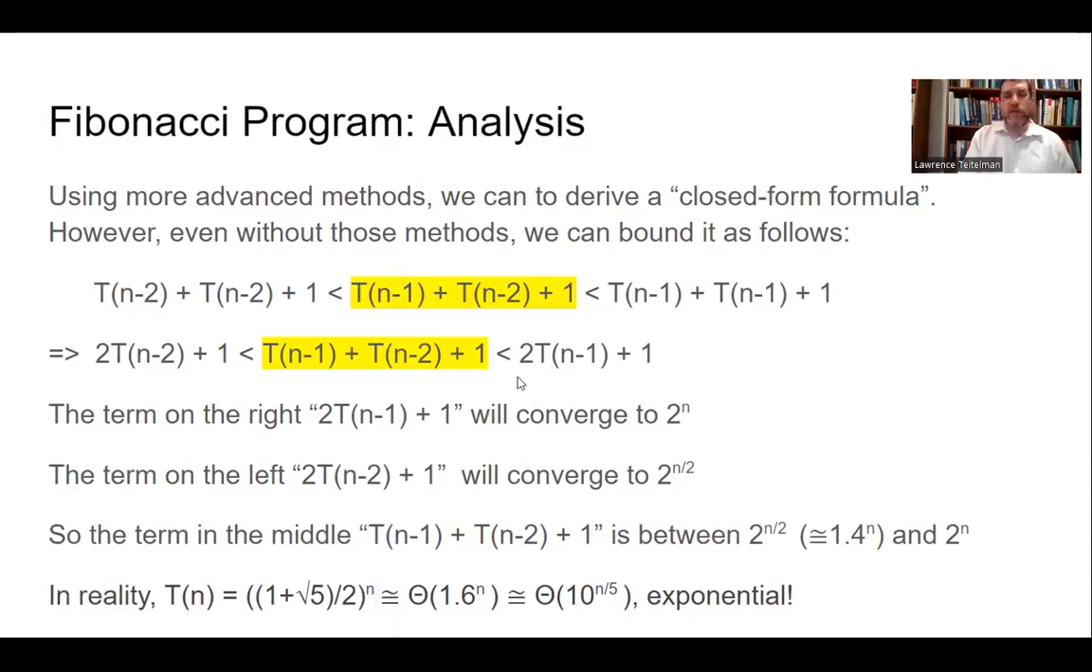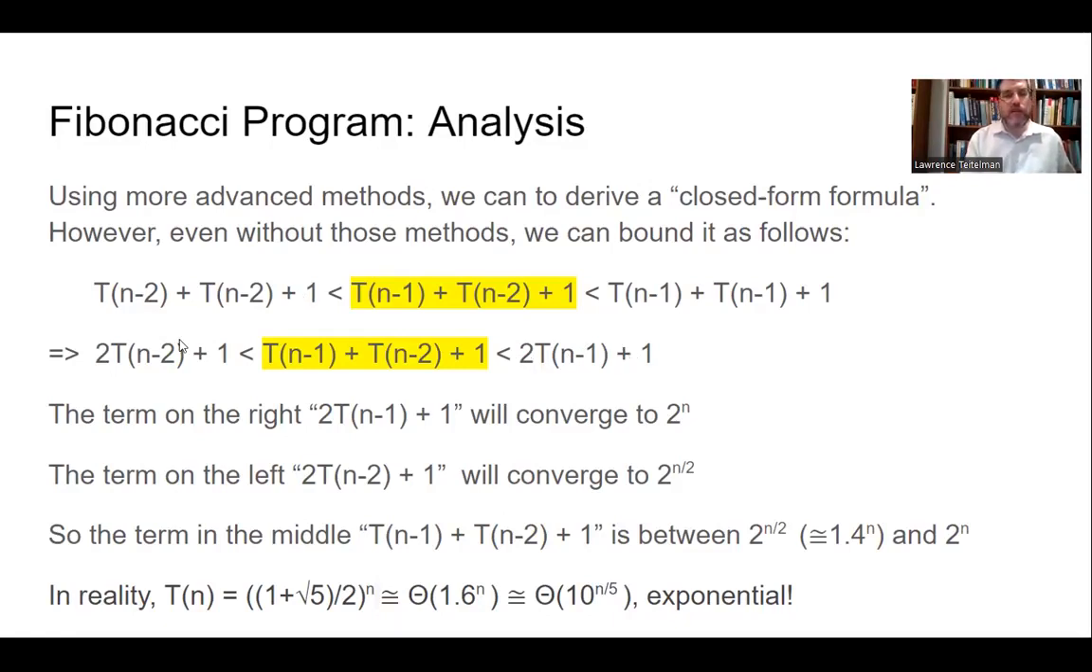I'm sorry, let's start with this side first. That's the easier side, it's 2 to the n. Why 2 to the n? Because each time it's 2 times the previous one. So if I keep subtracting 1 and multiplying by 2 at the same time, I'll end up with 2 to the n. So this side here is going to be 2 to the n.